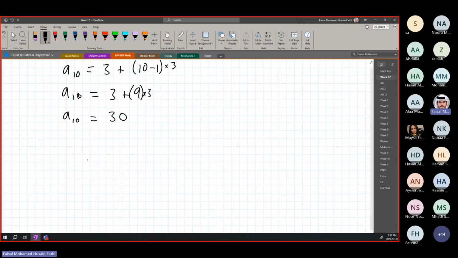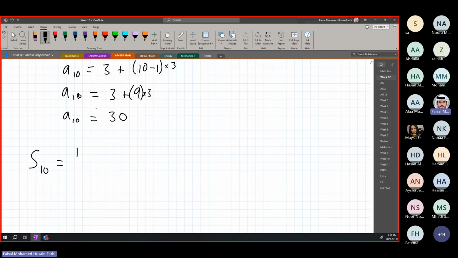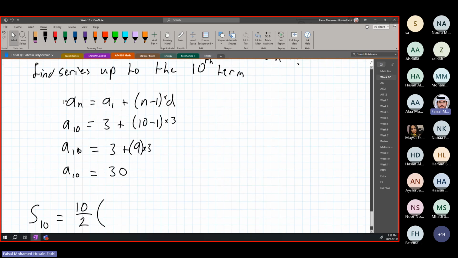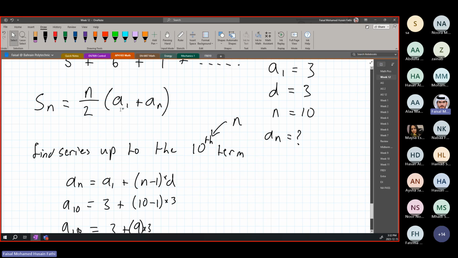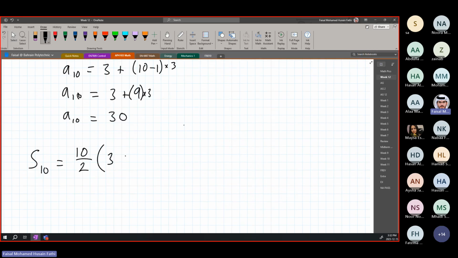the numbers. So Sn, or S10 in our case, because we have n equal 10, is equal to n over 2, which is 10 over 2, times a1 plus an. What is our a1? Our a1 is 3, and our a10 is 30. And now you could just simplify this, put it in a calculator.